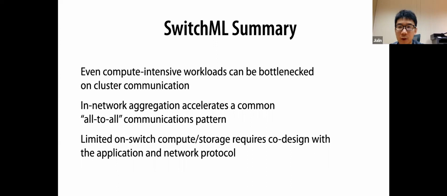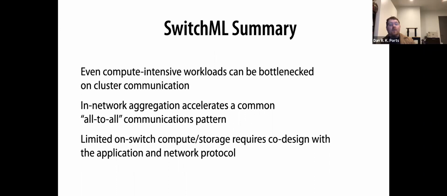Okay, so I guess maybe last question before we move on. This is also from Zoom chat. For extremely large scale models, for example GPT-3, there is a need for model parallelism. Does SwitchML work in this case?